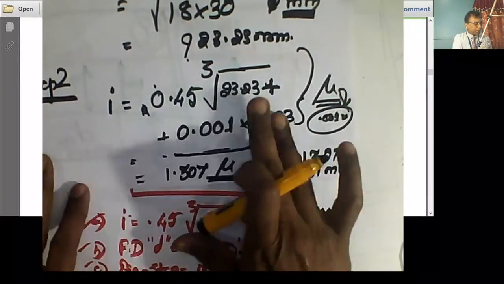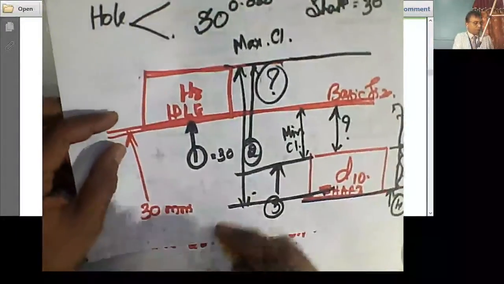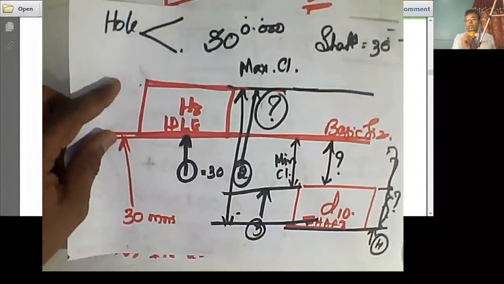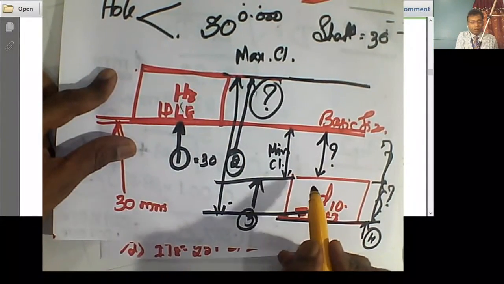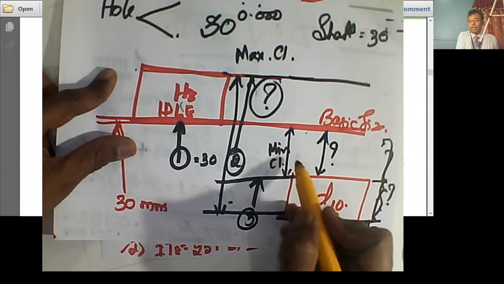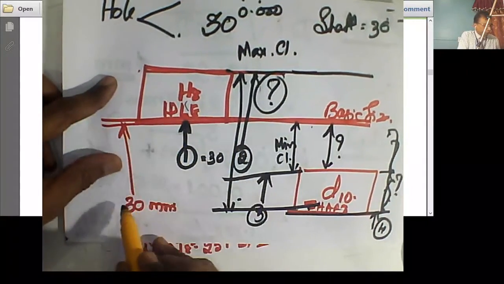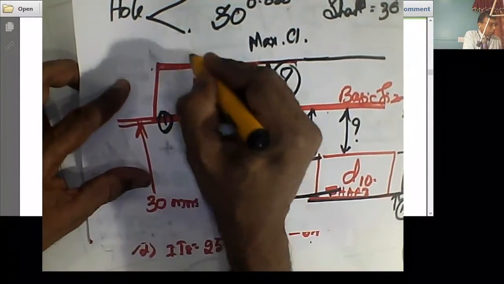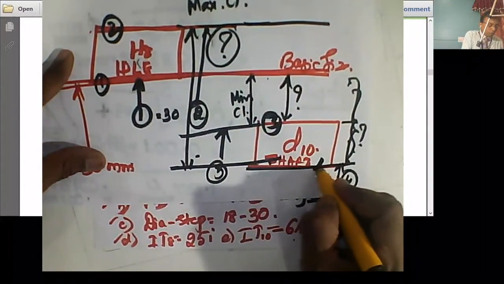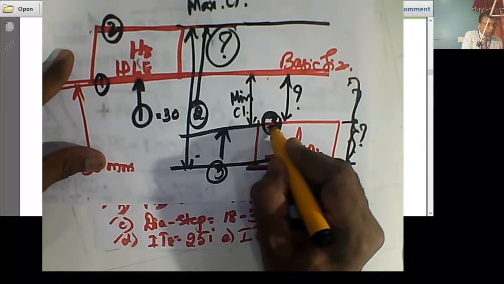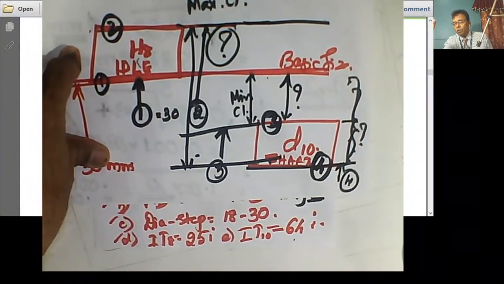A quick recap of what is to be done. First, draw the sketch. The given problem is 30 H8 D10. Draw the sketch H8 D10, and this is the fundamental deviation for D shaft. This is H, for which there is no fundamental deviation. We need to find out: one, minimum size of the hole; second, maximum size of the hole; third, maximum size of the shaft; fourth, minimum size of the shaft. These are the 4 values we have to find out.